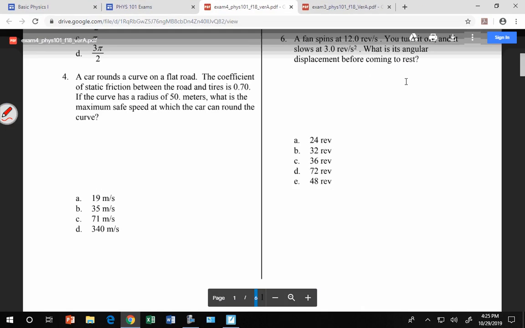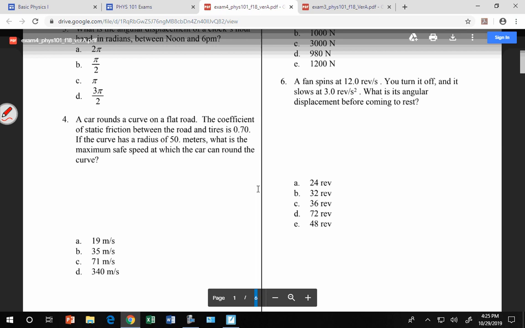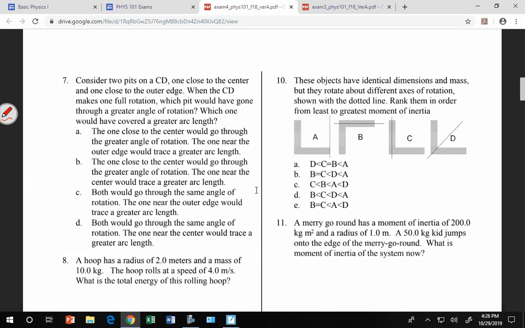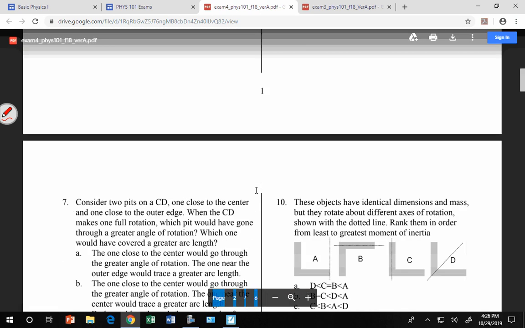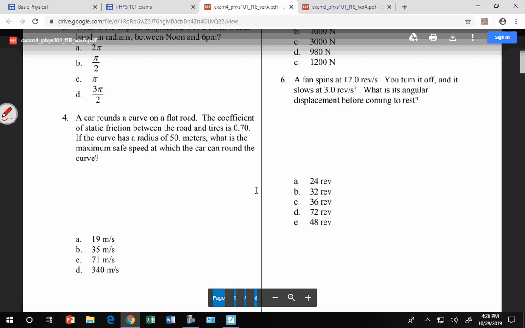Let's look at some more of these. Oh, I didn't square it. Oh, you didn't square it. You got to square it.